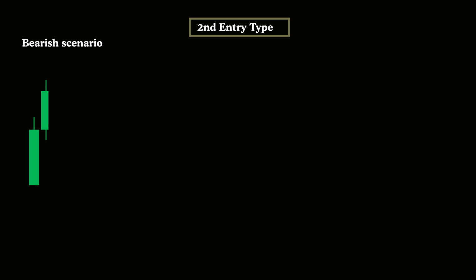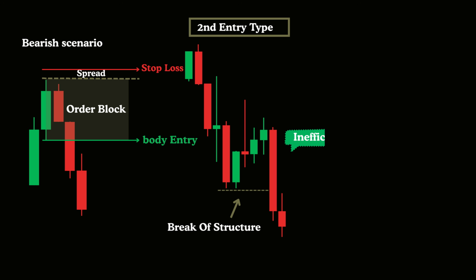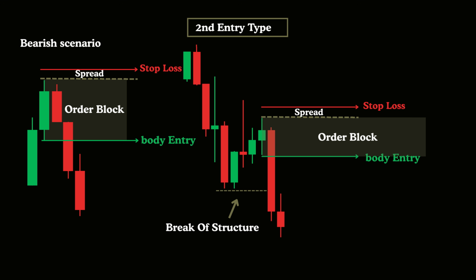The second entry type is known as the body entry. In this method, once a valid order block is identified, the trade is executed based on the body of the candle. For sell positions, the stop loss is placed a spread size above the high of the wick. This approach generally provides a more favorable reward to risk ratio, making it ideal for traders aiming for maximum efficiency in their setups. Compared to the previous entry type, the body entry offers a tighter stop loss, which enhances the overall reward to risk ratio. This makes it a more efficient strategy for traders looking to maximize returns while maintaining controlled risk.